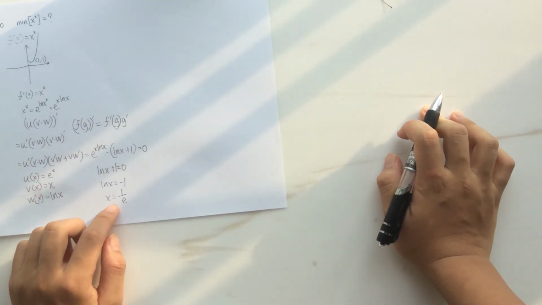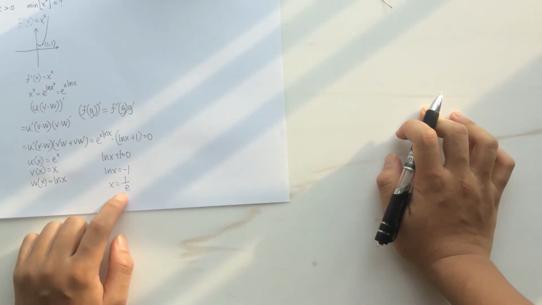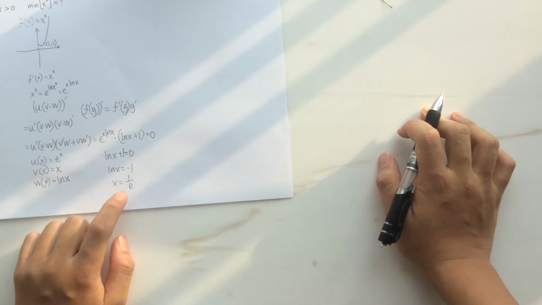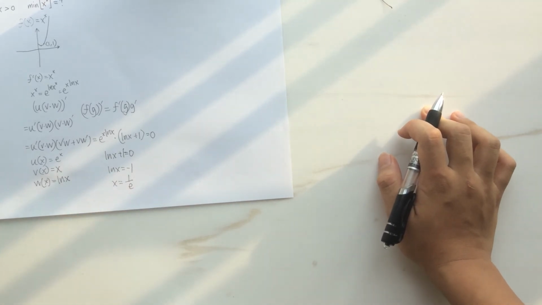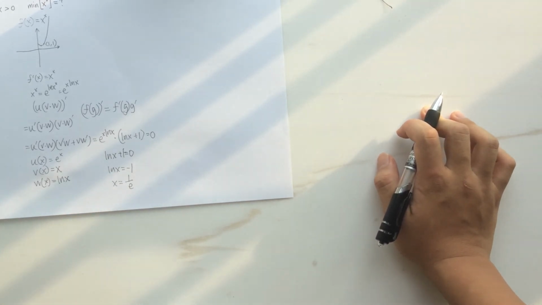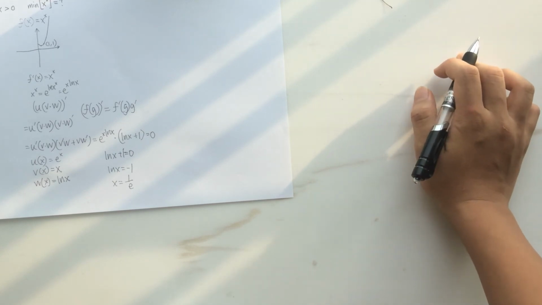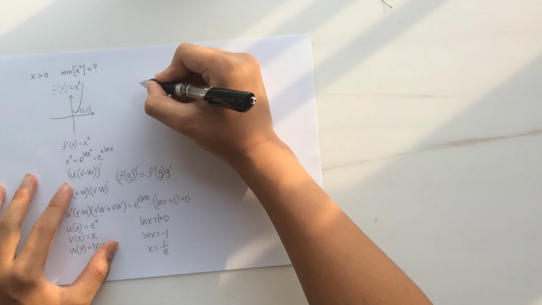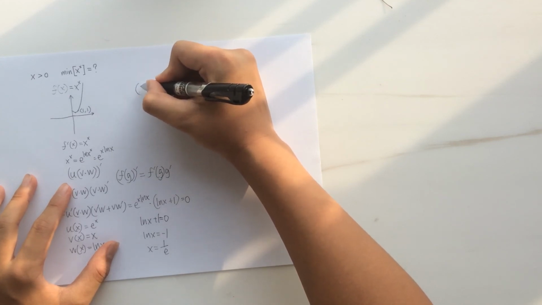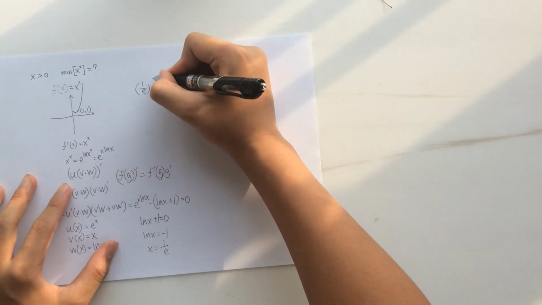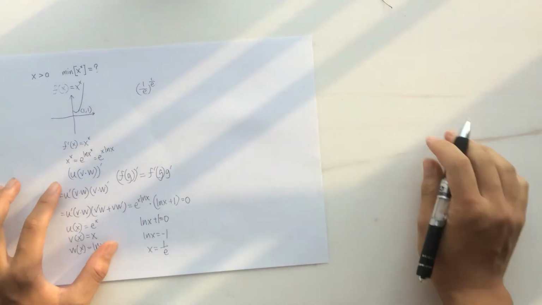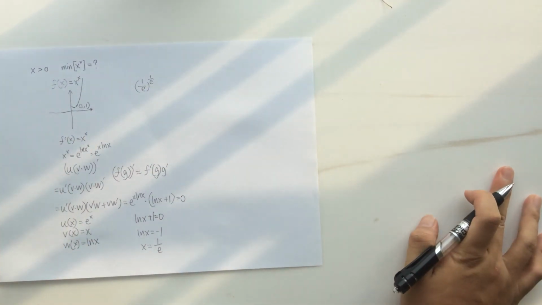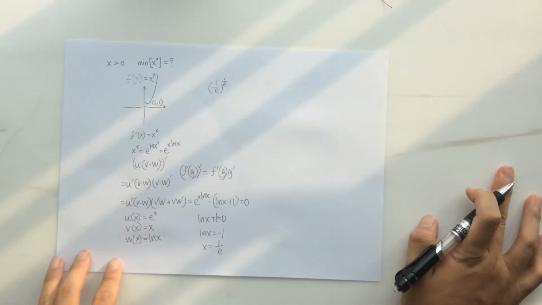So we calculate that at the point when x equals 1 over e, x to the x power has the minimum value. So the minimum value is 1 over e to the 1 over e power, and that is the final answer.